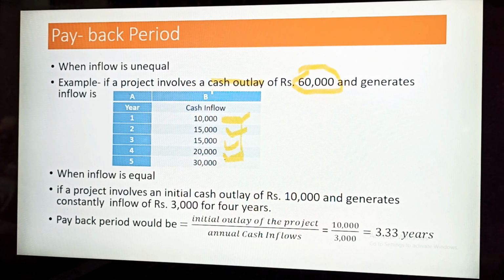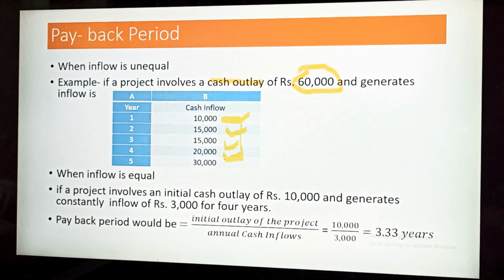In that case, I have an example. If a project involves an initial cash outlay of rupees 10,000 and generates a constant inflow of rupees 3,000 for 4 years, there is one formula you can use: payback period is equal to the initial outlay of the project divided by annual cash inflows. The initial outlay given is 10,000 rupees, so you will take 10,000 rupees. The annual cash inflow is 3,000 rupees, so you will take 3,000. When you divide, you will find the actual payback period.